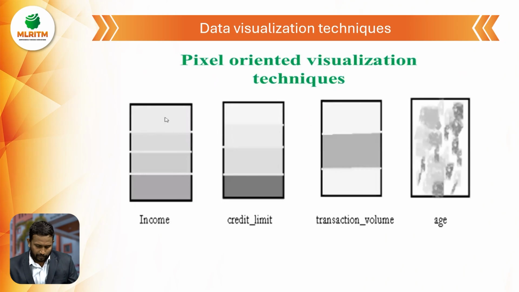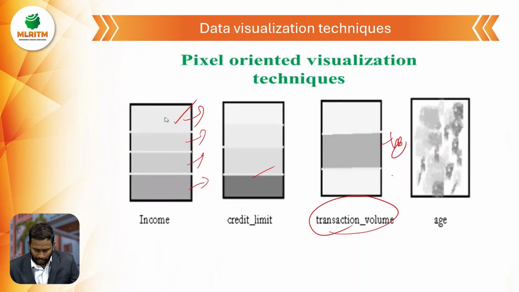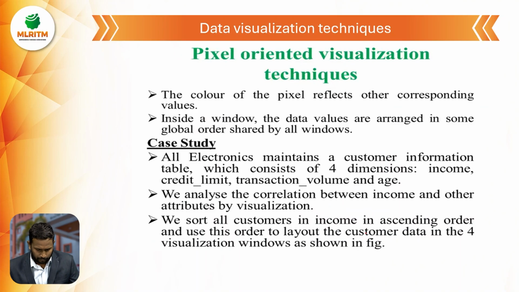In pixel-oriented techniques, a low income is a light color, and as income increases the color becomes thicker. Income and credit limit follow the same pattern, and transactional values are shown by purchasing transaction values. The color of the pixel reflects the corresponding values. Inside a window, the data values are arranged in some global order shared by all windows.